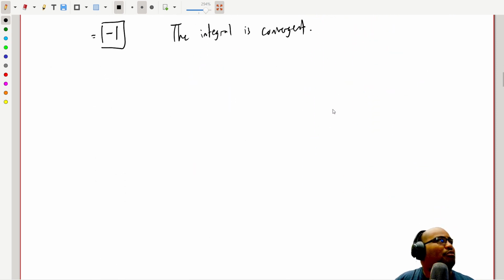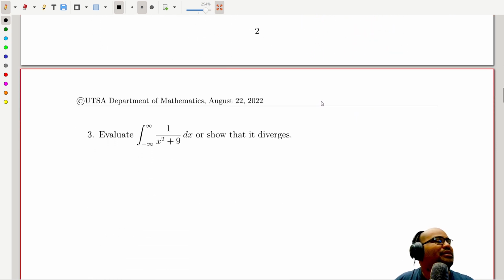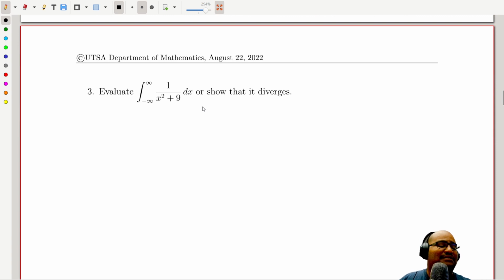All right, let's look at our last type 1 integral here. This one's a fun one. The integral from -infinity to infinity of 1 over x squared plus 9 dx. Now this is actually one of my favorite kinds of integrals. Notice here that both the upper and lower limits go out to both infinity and -infinity. So we can actually assign this a sort of one variable limit here.